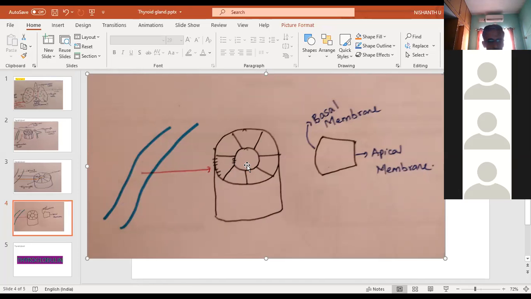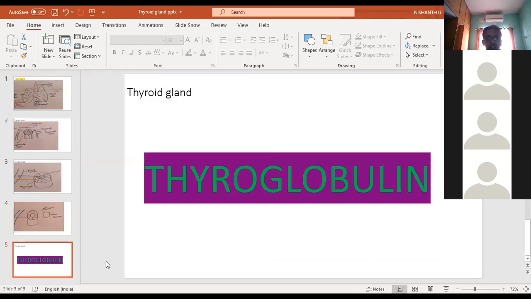Then the vesicles will get opened and the protein will be released in the lumen. Once it is delivered into the lumen, that protein is available in the form of colloid, a very, very sticky material. This lumen is composed of very sticky material. And the resultant protein present inside this lumen is called thyroglobulin. It's a basic material required for the synthesis of thyroid hormone, that is T3 and T4.